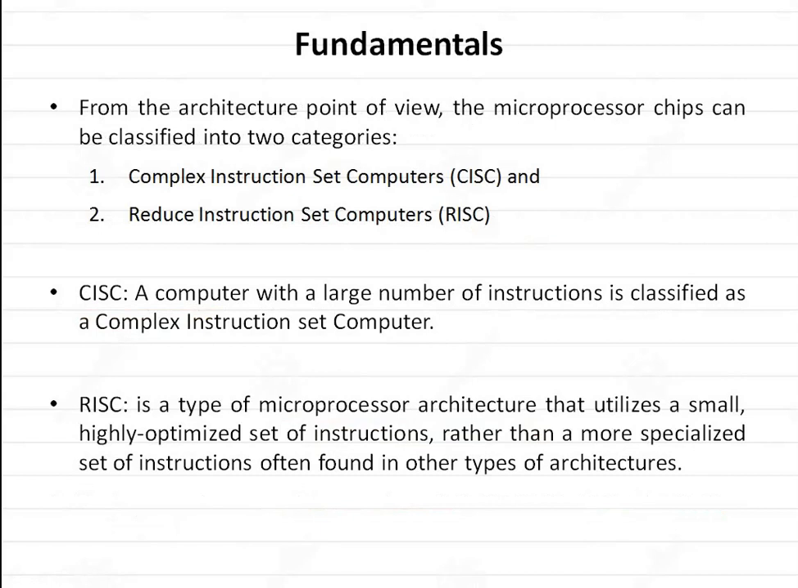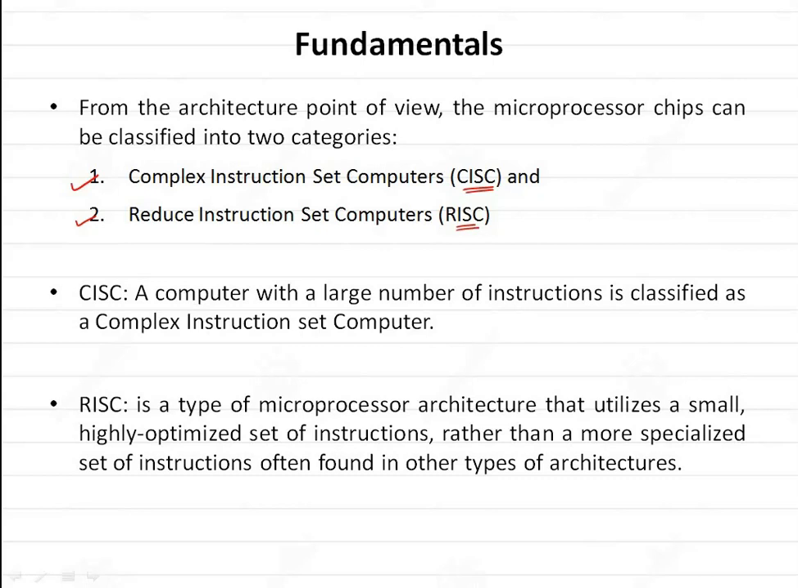Now from the architecture point of view, the microprocessor design can be classified into two categories. The first one is the complex instruction set computer. In short, this is known as CISC, and the other is the reduced instruction set computer, which is known as RISC. So what is the fundamental difference between these two architectures?